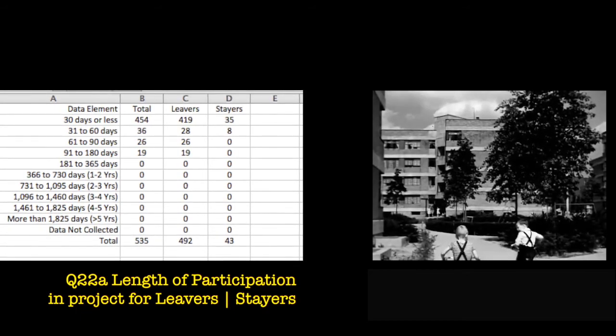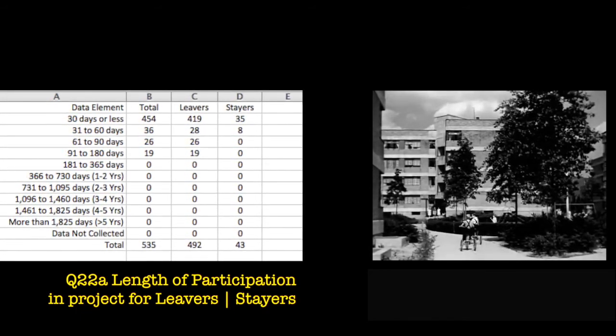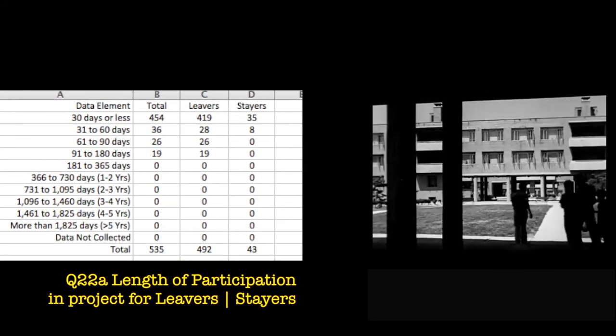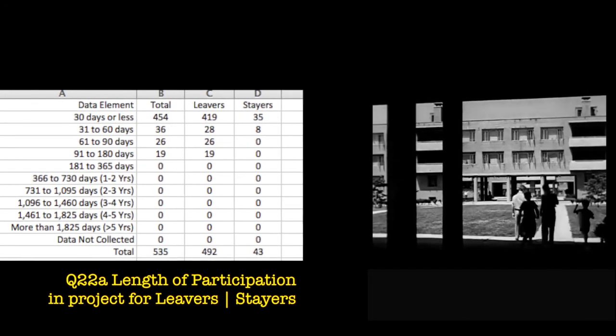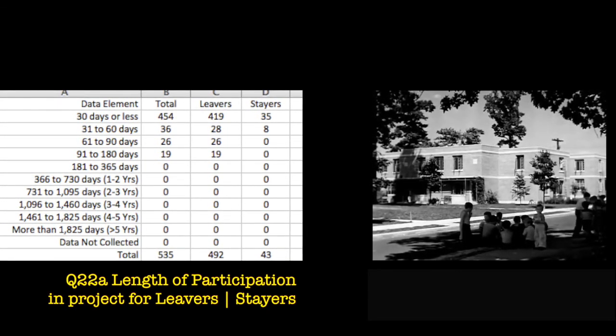For permanent supportive housing, it's best if clients stay in the project for a year or more. Although clients are welcome to enter and exit as they please, it demonstrates that the project is high performing when clients stay in the project for a longer length of time.